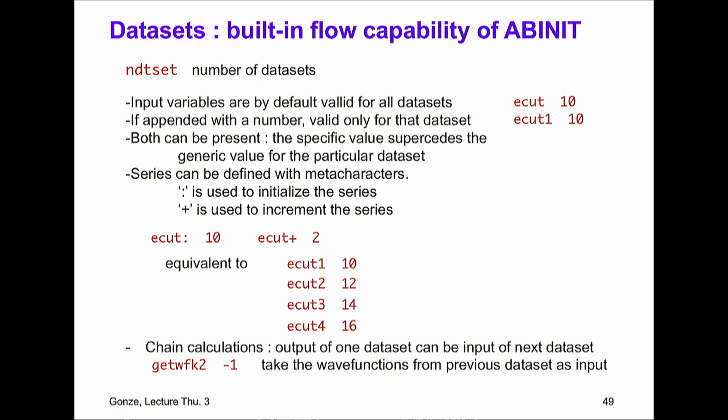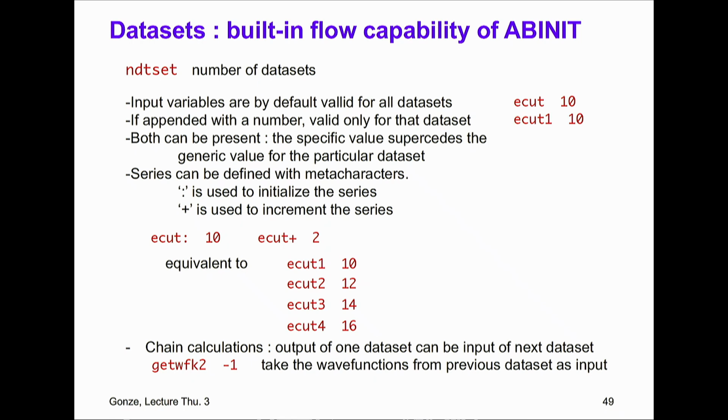Of course, one can chain calculations. The output of one dataset can be input of the next dataset. This is done at the level of the wave functions. Get wave function for the dataset 2 by looking at the result of the previous dataset, -1.